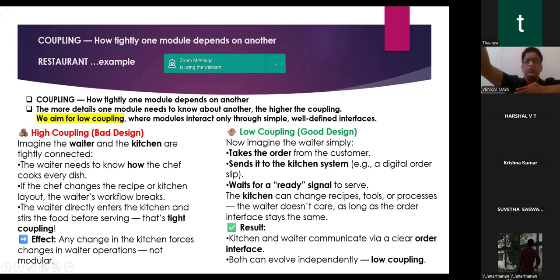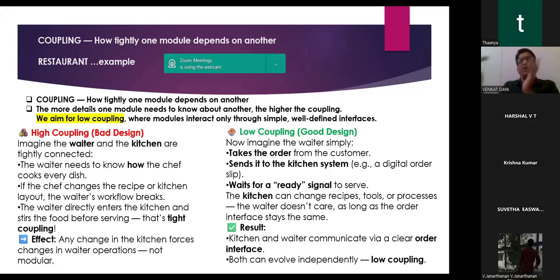So these two modules, two components: recipe making and cooking is one module or one component, and getting the order, the waiter, would be another component. So between these two, there is going to be a very, very less dependency. We just communicate through a small interface, right? So both can evolve independently.